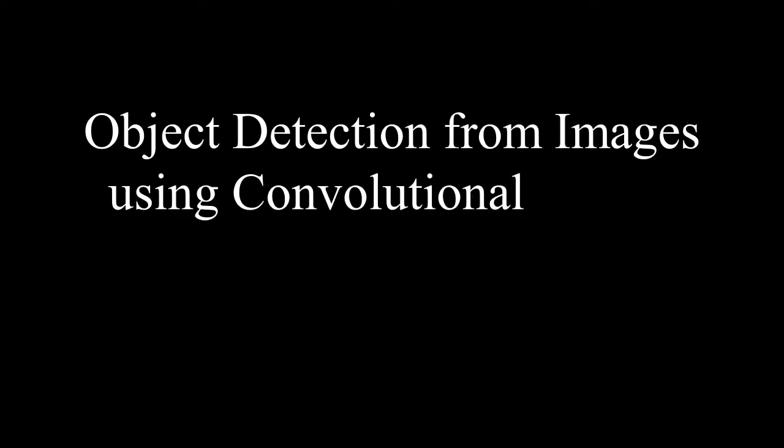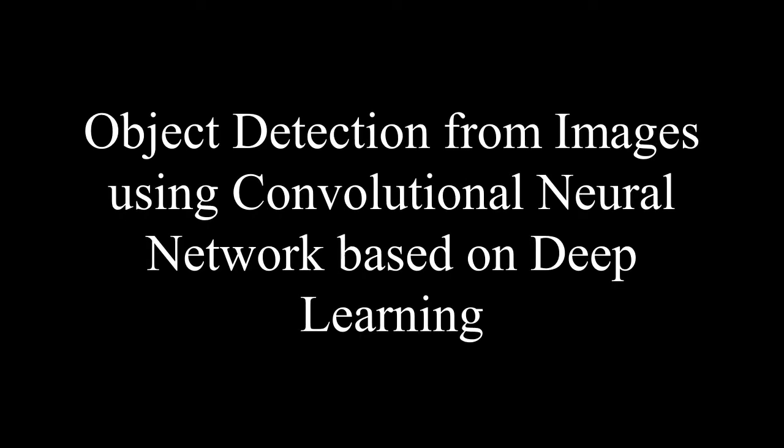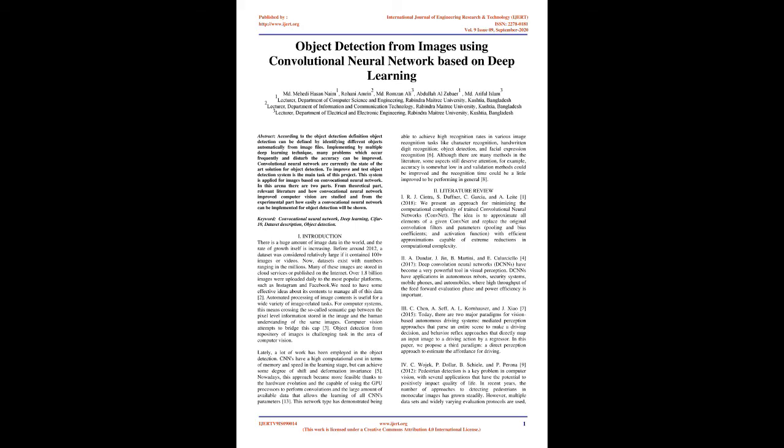Object detection from images using convolutional neural network based on deep learning. Abstract. According to the object detection definition, object detection can be defined by identifying different objects automatically from image files. Implementing multiple deep learning techniques, many problems which occur frequently and disturb the accuracy can be improved.